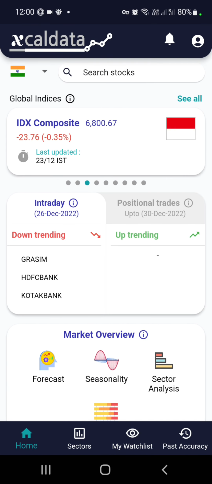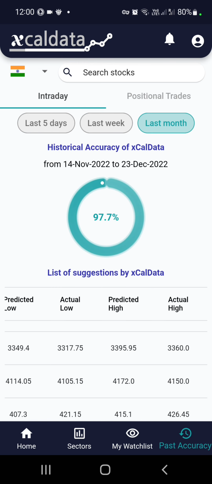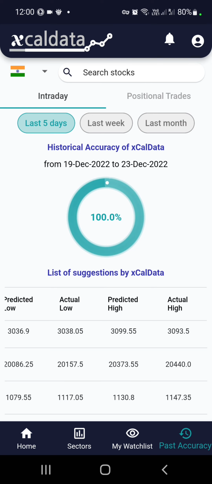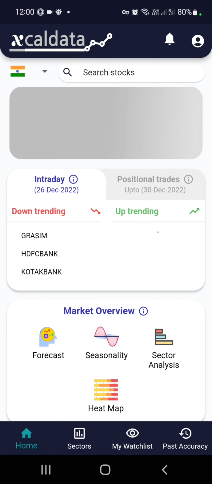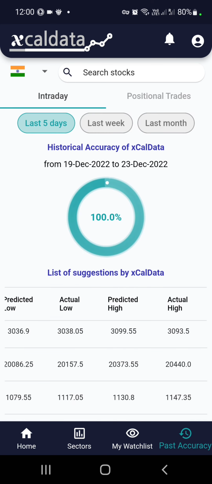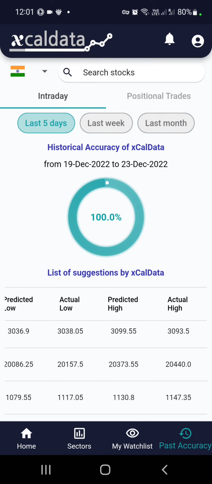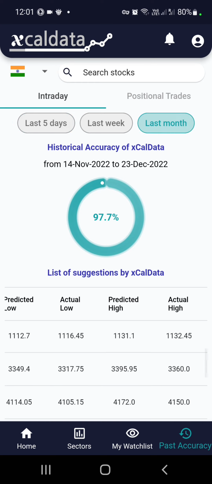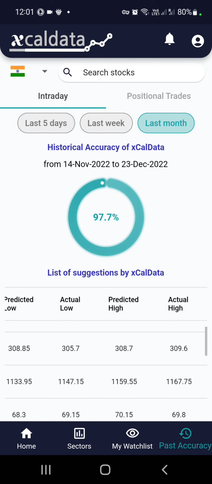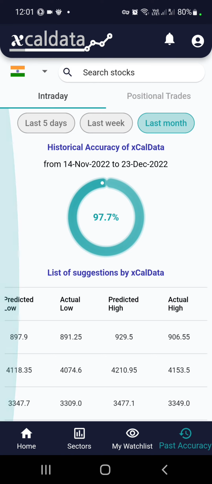And last but not the least, for extreme transparency, we do have the historical forecast accuracies as well. So you see the intraday and the positionals out here, and we show you the intraday and positional views on the stocks as well. The intraday is basically the accuracy of the last 5 days as shown here, the accuracy on the last week, and the accuracy on the last month is as shown here. You would see all the reasons why.